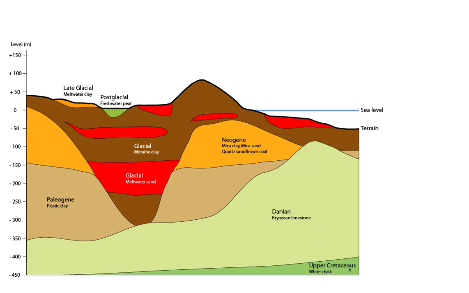At the bottom, we see sediments from the Upper Cretaceous. This is white chalk, the chalk that you can write on the blackboard with. Above that, we have Danian Bryozoan limestone. You would not want to write on a blackboard with this kind of limestone. Above that, we see Paleogene plastic clays, and on top of Paleogene sediments, we have the Neogene sediments, this mainly being mica clay, mica sand, quartz sand, and brown coal.